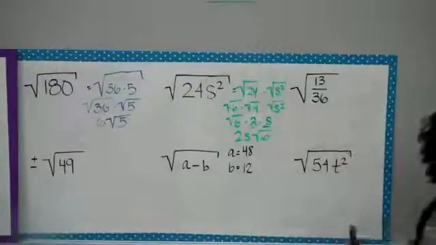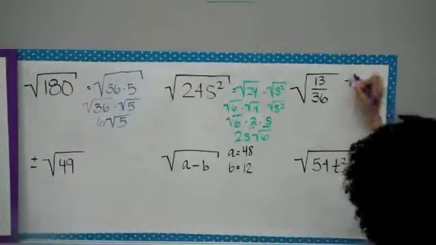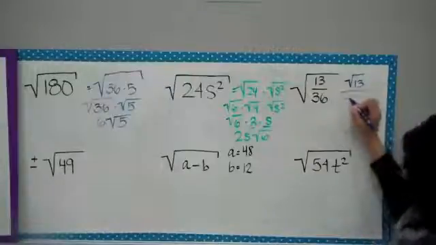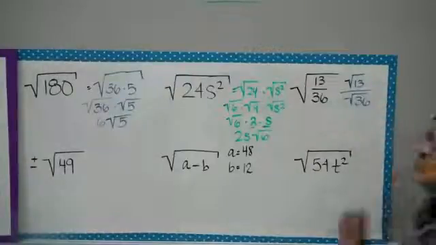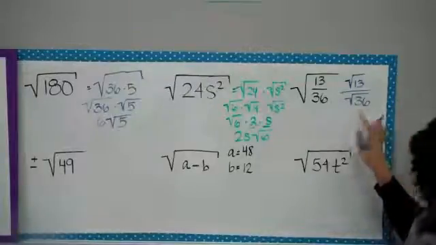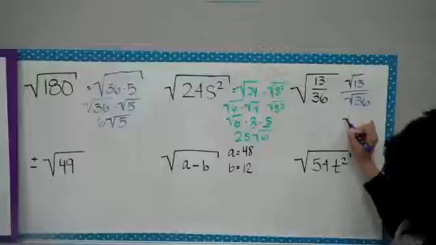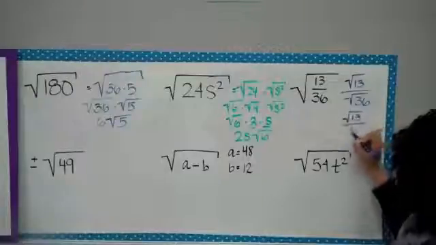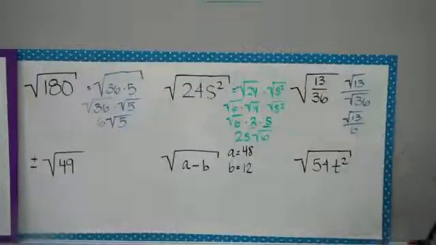Another one. I get to use my quotient property. So square root of 13 over square root of 36. 13 is totally not a perfect square, but 36 is. Square root of 36 is 6. So if I simplify it, voila.